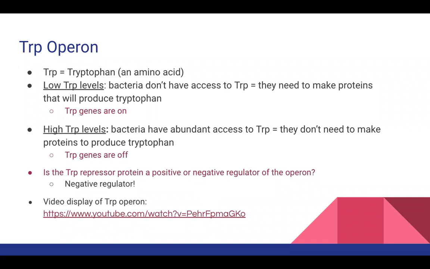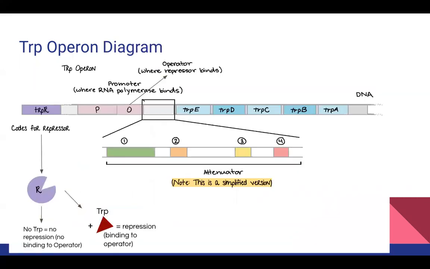And in cases of high tryptophan levels, bacteria will have a lot of access to tryptophan, so they won't make the proteins to produce tryptophan. They'll be inhibited by the repressor, and we'll show these in the next slides. The trp repressor protein is a negative regulator because when it's active, it causes the operon not to be expressed. So here's a trp operon diagram.